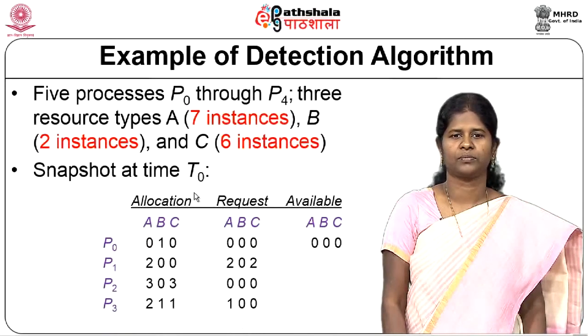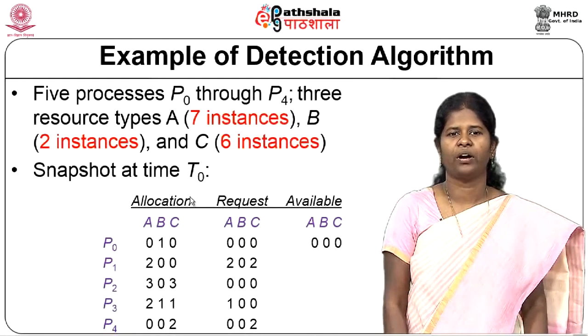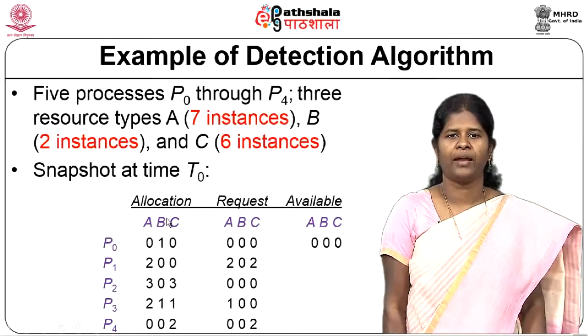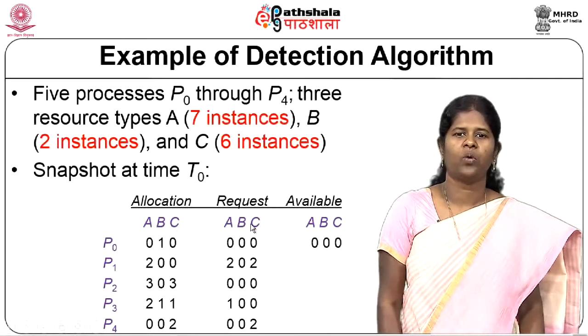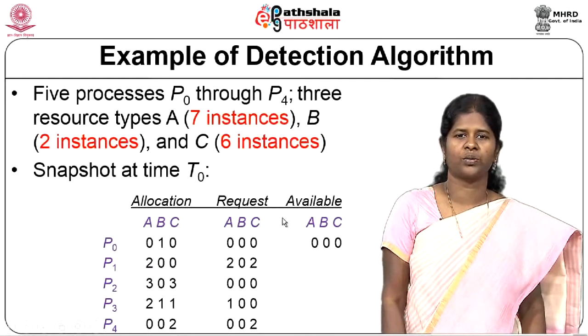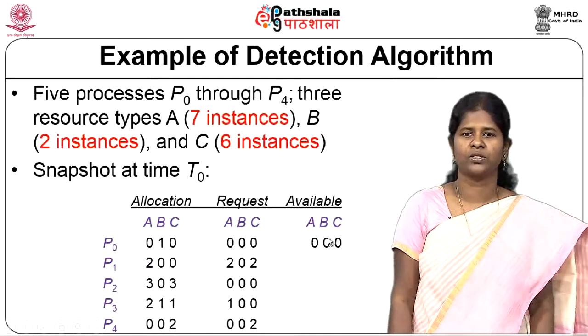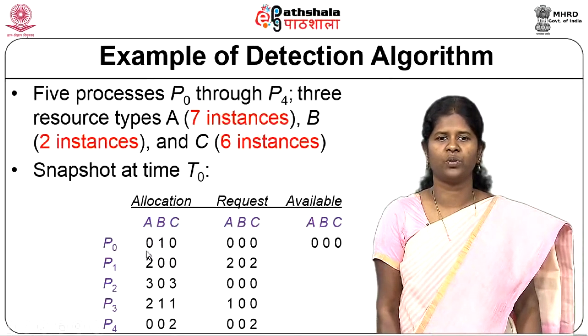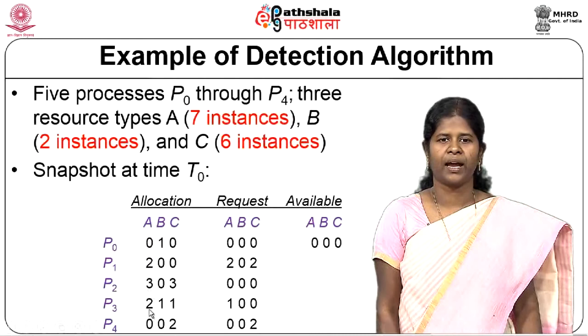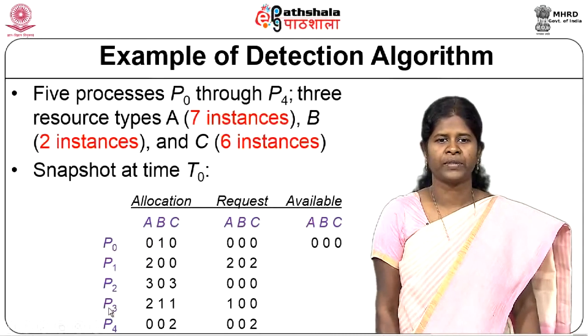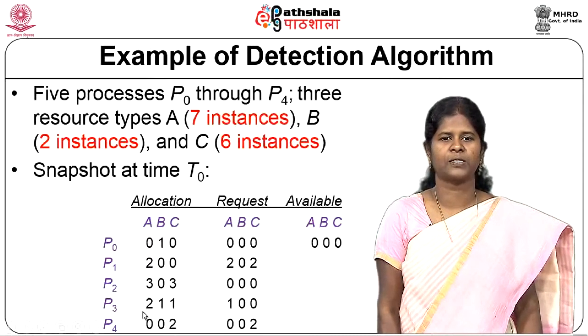You have 5 processes, and whatever is allocated currently to each of the processes is shown, and what is the current request by each of the processes is also shown, and what is currently available is also shown. So, you have two instances of A allocated to P1, 3 instances of A allocated to P2 and 2 of A allocated to P3, and hence you have 7 instances of A, and all the 7 instances of A are currently allocated.